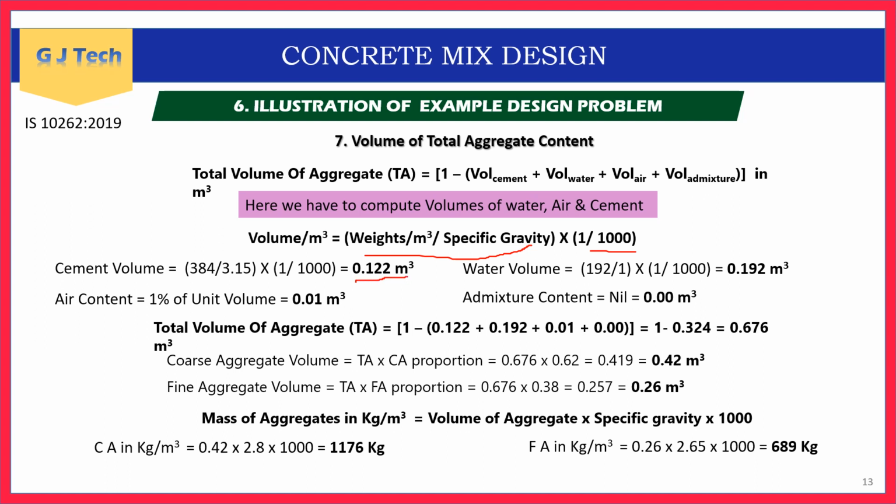0.122 m cube. Air content at 1% of the volume of concrete is 0.01 m cube. Water volume, by taking specific gravity of water as 1, we get the value as 0.192 m cube. Admixture content is nil, so total volume of aggregate can now be computed as 0.676. Vice versa, the mortar content is 0.324.